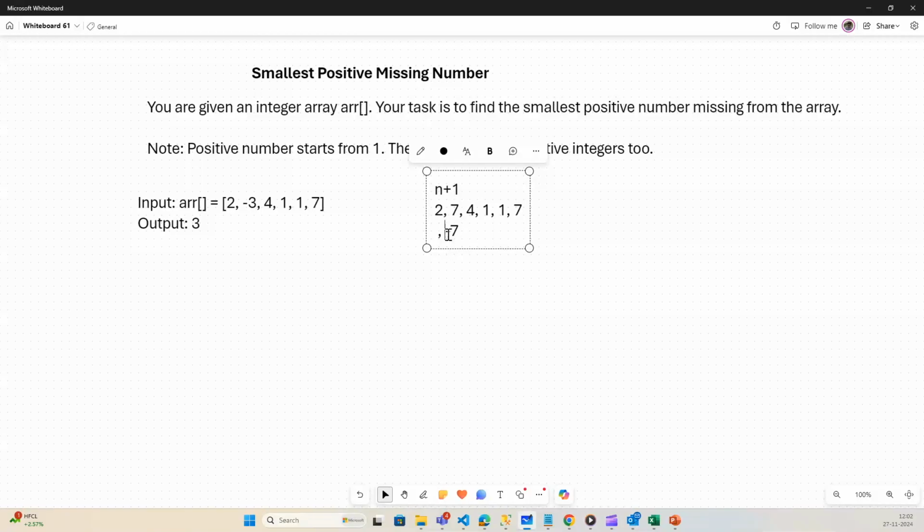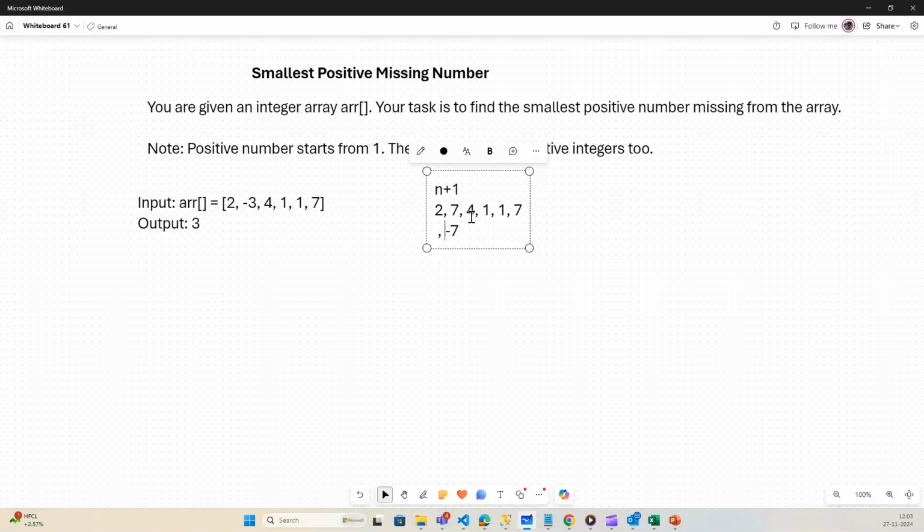And then I will check if this particular number, the absolute value, is actually lesser than n or not, right? If it is lesser than n, only then I will go and update the corresponding index and again multiply it by minus 1. Otherwise, I will just ignore it. I will just move on, right? So that's why over here I got the absolute value is 7, which is greater than n. So now I will just ignore this particular number and go to the next number, right?